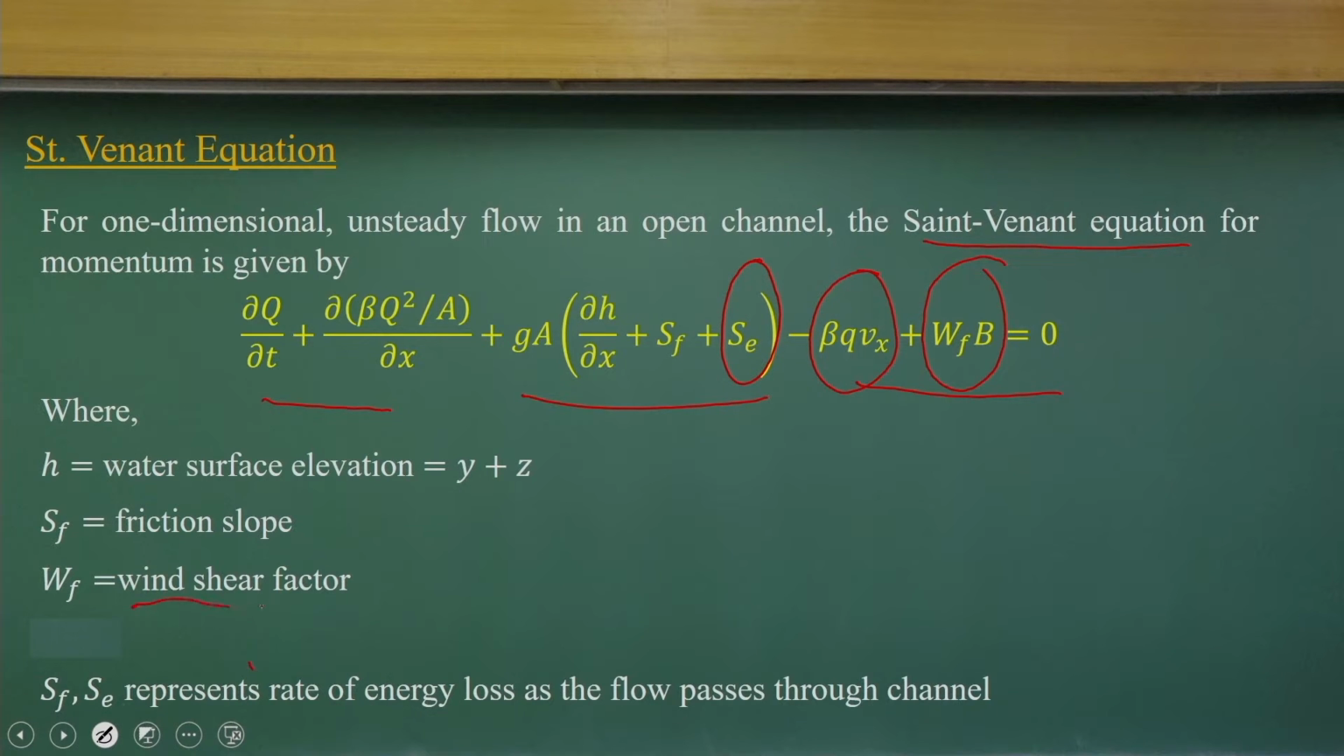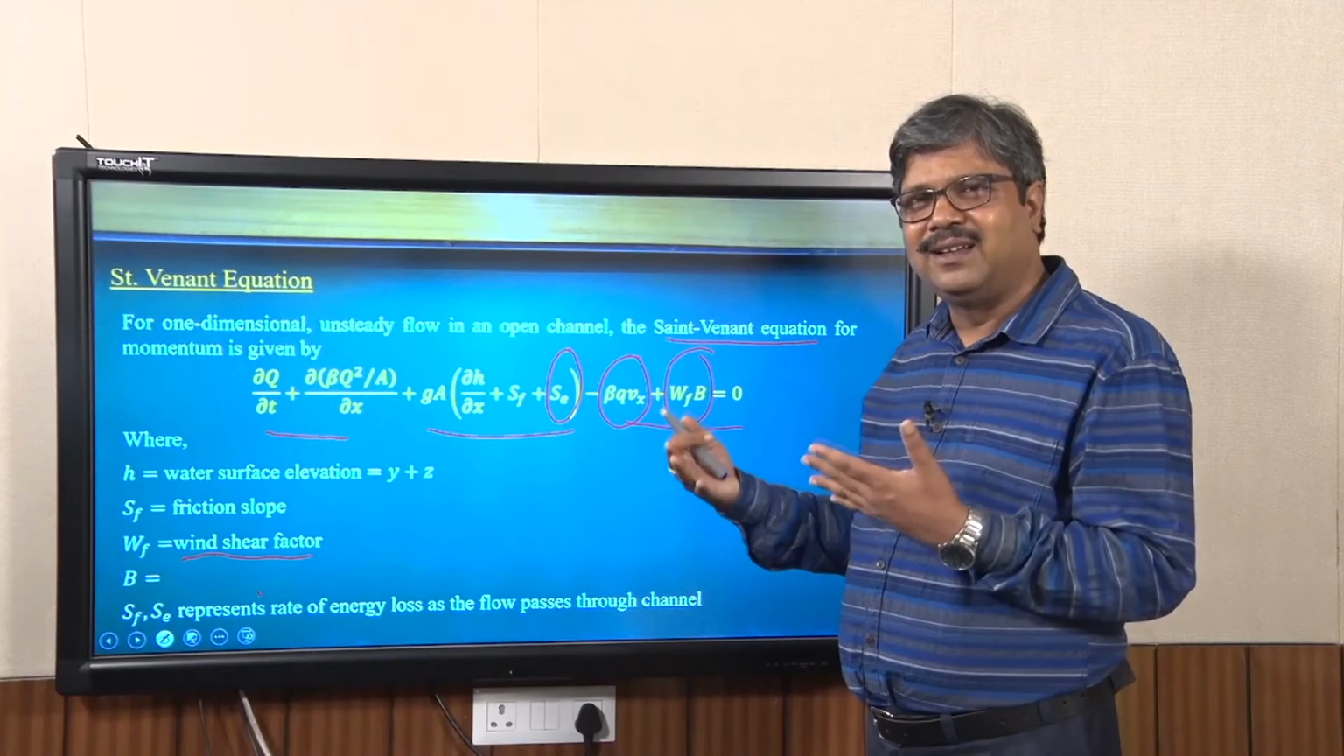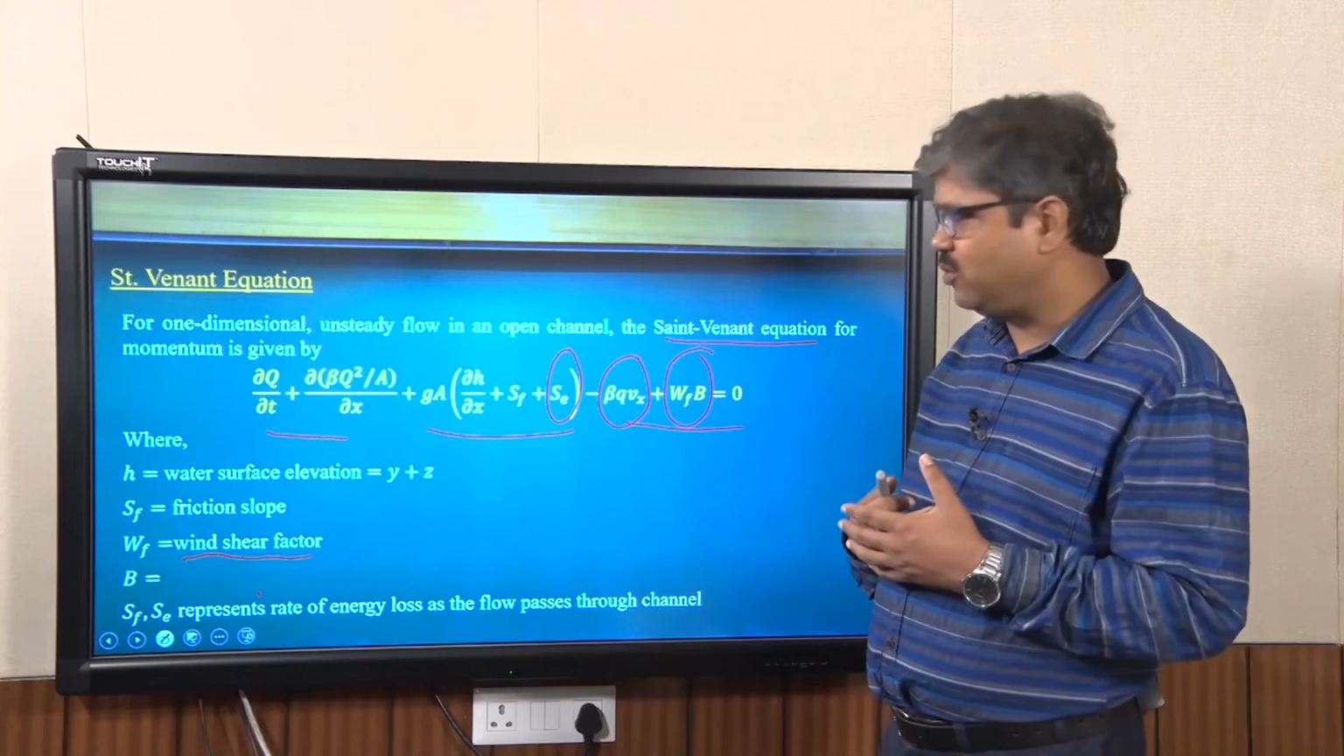Many times, when you have heavy wind and big reservoirs, we can consider the wind force also acting on that. Please do self-reading on that part, which is in the Applied Hydrology book.